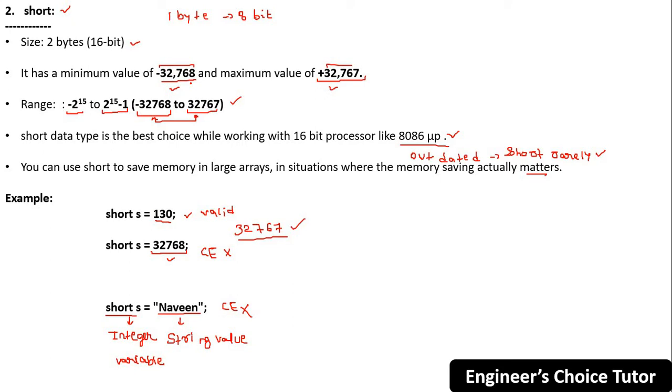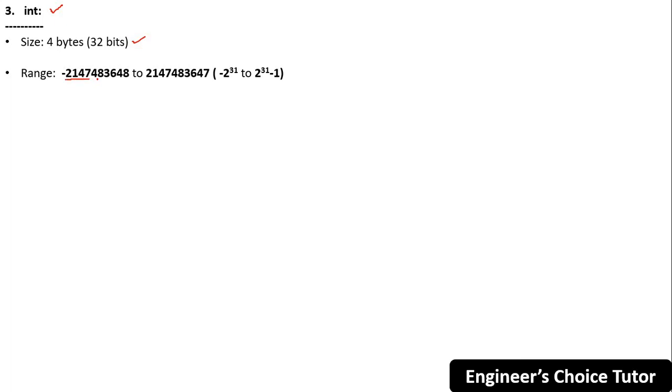So int. What is int? You know, the most commonly used data type in Java is int. It is an integer data type whose variable size is 4 bytes, meaning 32 bits. And what is the range? The range is this: -2147483648 to 2147483647. It means the range lies between -2 to the power 31 and 2 to the power 31 minus 1. This is the range.